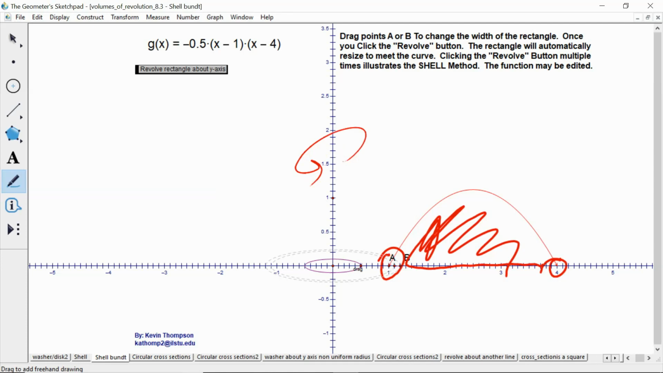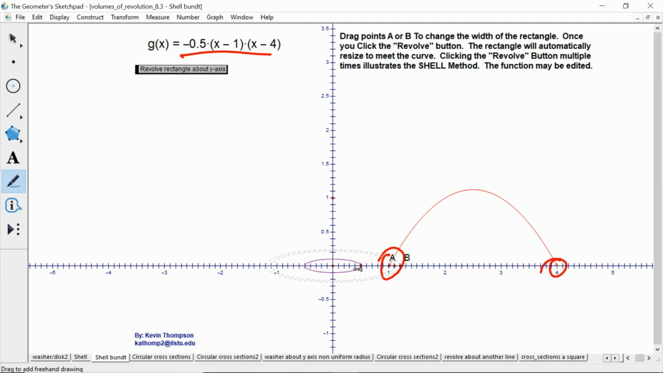Now, let's pause for just a second. Let's think about what it would mean if I did washers, and why this question is not a great question to think about the washer method. Possible, but you probably don't want to do it. Okay. It's already solved for y. You'd have to solve for x.